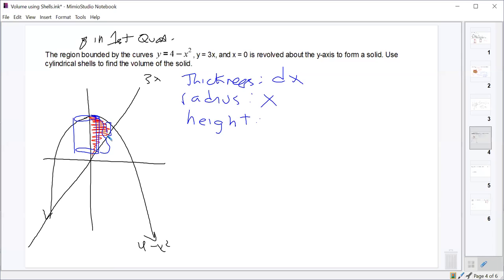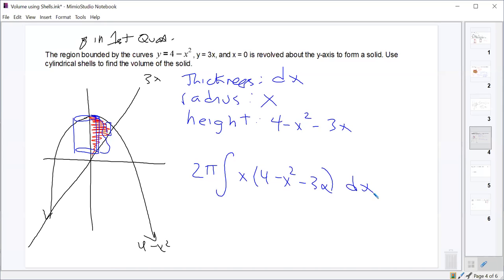Subtract them, right? So it should just be the upper one, 4 minus x squared, minus the lower one, 3. Good or no? All right. So our integral that we should set up is 2 pi. Then we need radius, we need height, we need thickness, x times 4 minus x squared minus 3x dx. And we need limits of integration, which should be x values or y values? X values, because we're doing everything in terms of x.